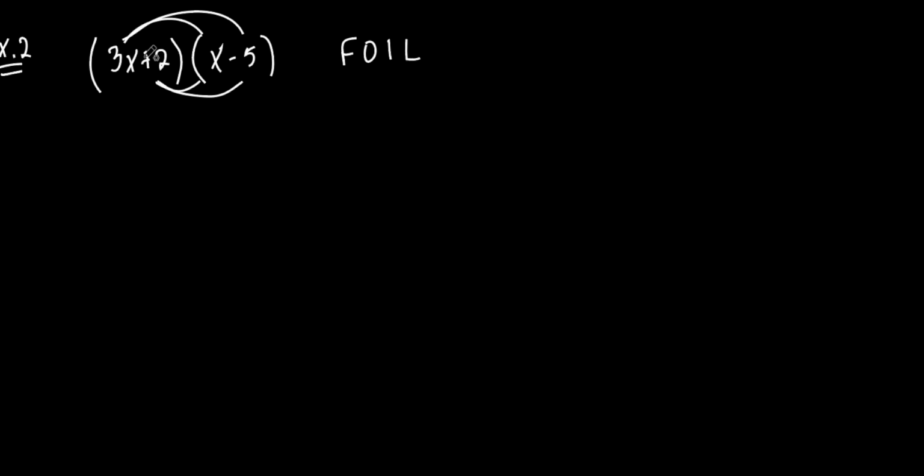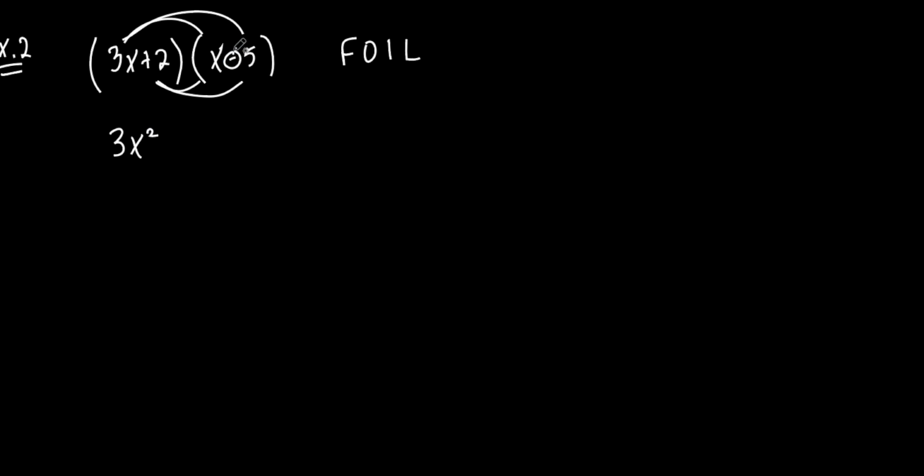But again, it's just like the distributive property. It's that first term times both of these, and then it's the second term times both of these. We good? But a lot of people like the FOIL thing. So let's do it. Let's do the first. 3x times x. What's that? 3x squared.